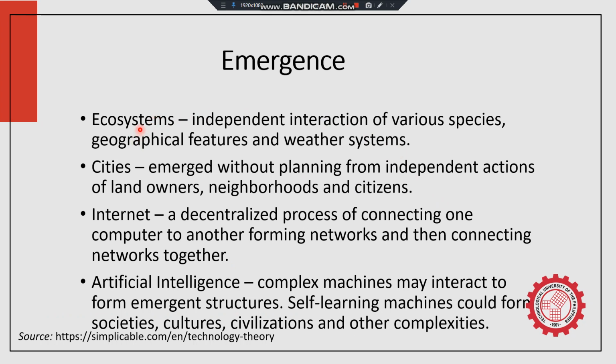So here are some examples of systems that evolved through emergence. Say, for example, the ecosystem. There is an independent interaction of various species, geographical features, and weather systems within the ecosystem. And as a whole, they create this ecosystem.